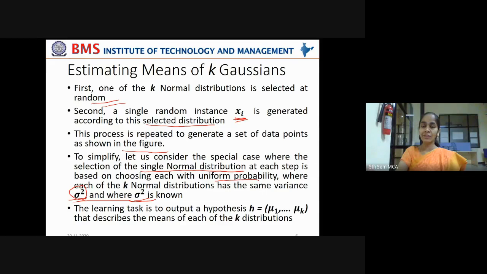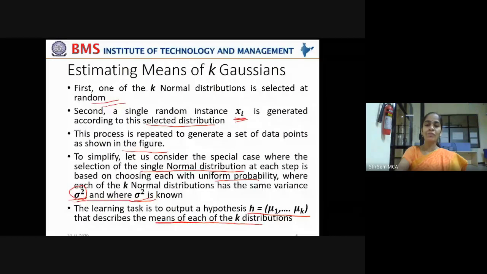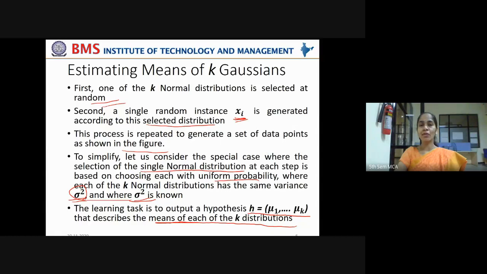So we don't actually know from which normal distribution the data is drawn. Now the learning task is to output a hypothesis h equal to mu1, mu2 and so on up to muk, the means of the normal distributions that describe each of the k distributions. Now, the learning task is to output a hypothesis by calculating the means of each of these distributions: k equal to 1 distribution's mean, k equal to 2 distribution's mean.